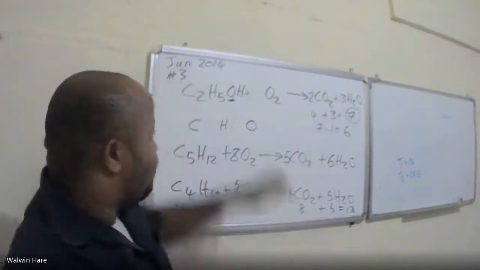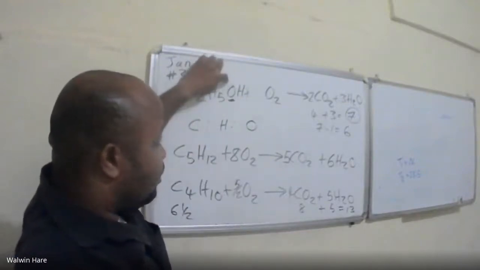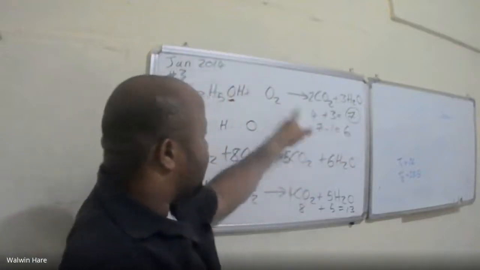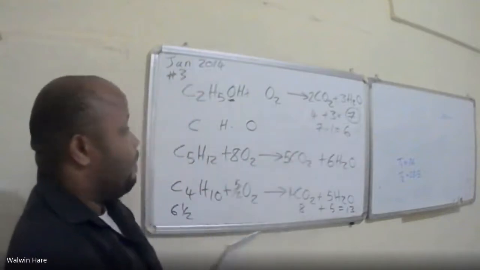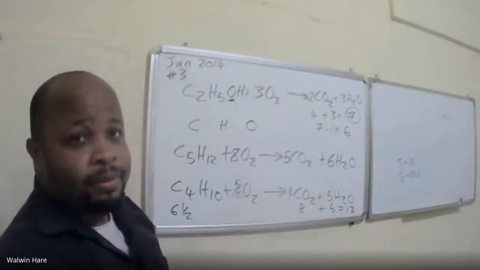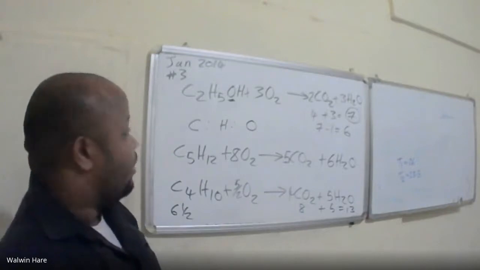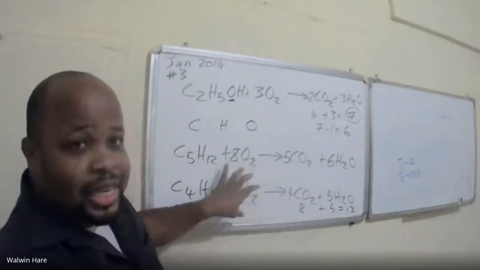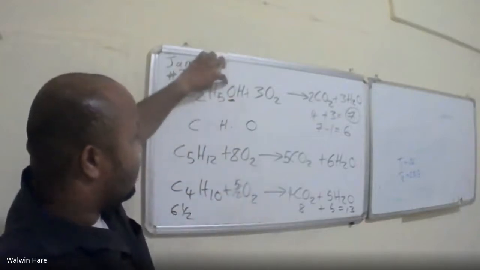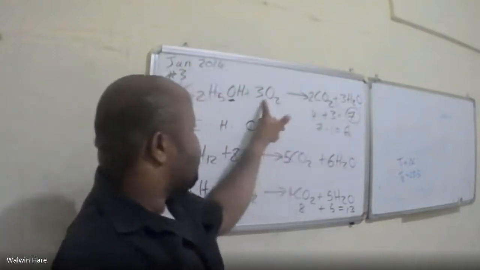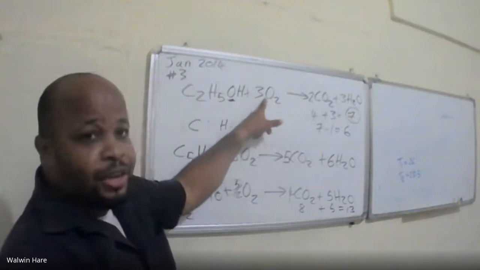So once you account for the alcohol oxygen, then the regular rules apply. So 6 is an even number. 2 times what will give you 6? 3. Right. So it's 3 oxygen. All right. So the difference between the alcohol and the alkanes or alkenes is that the alcohol has an oxygen atom. So you need to account for it before you balance this oxygen here.